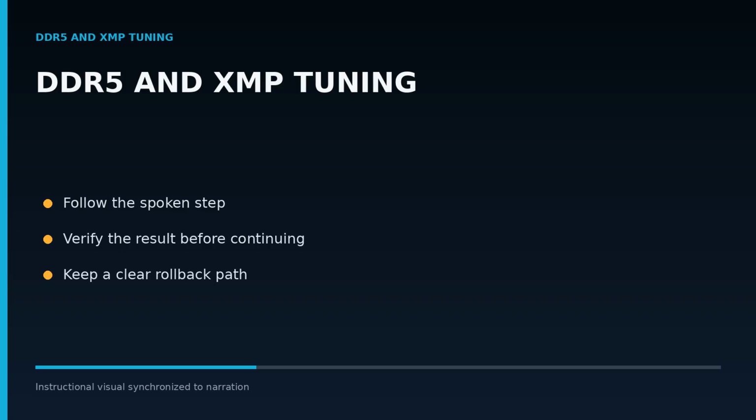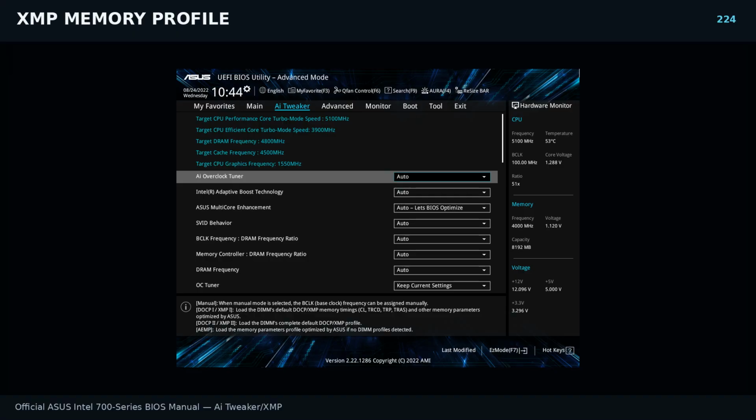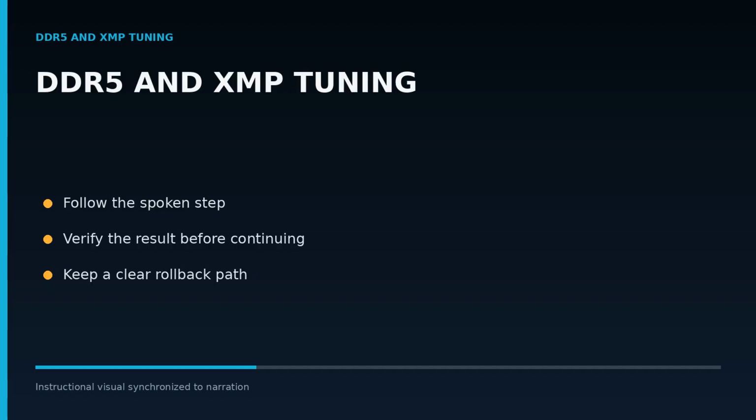Expect training time to increase at higher data rates or tighter timings. That's normal. If you see repeated training loops, postcodes related to memory, or Windows that boots but produces WHEA memory errors under load, back off. The smartest approach is to decide on a daily target, often the kit's XMP, and run exhaustive tests there, only layering on tighter timings after you have weeks of clean operation.